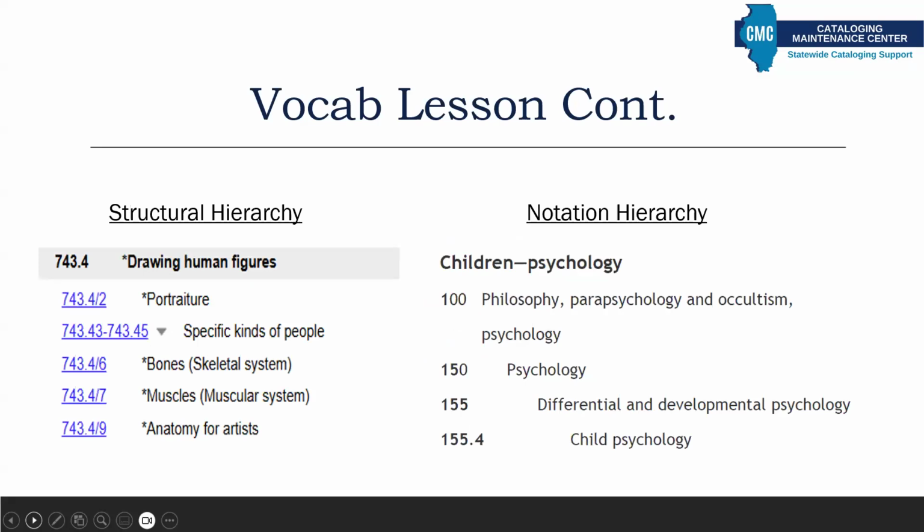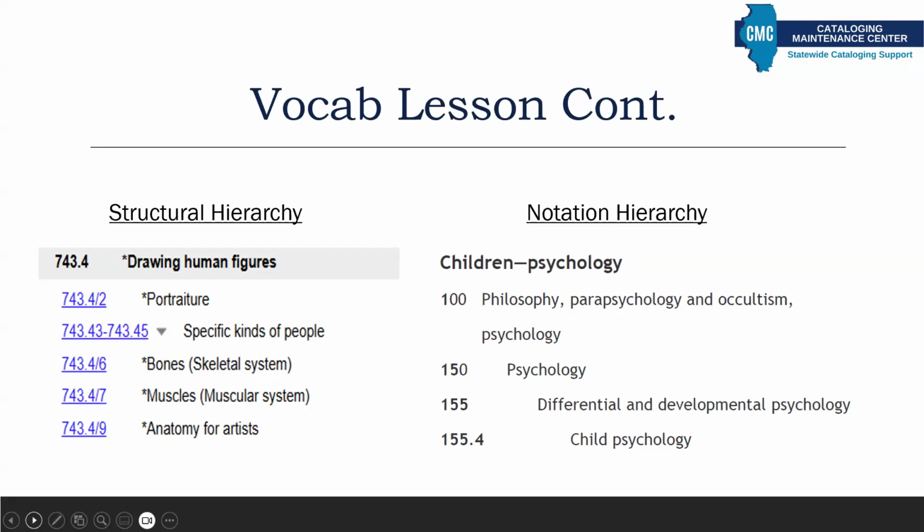So first, we have structural hierarchy. As relayed, every subject is subordinate to all the broader subjects above it. In our example, drawing human figures is at the top of the hierarchy at 743.4, and a subordinate subject below that would be bones, skeletal system. So drawing the skeletal system of a human being would be classified under 743.47.